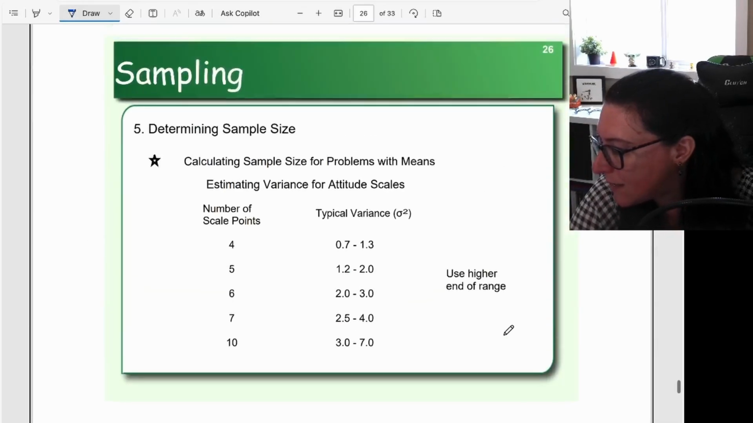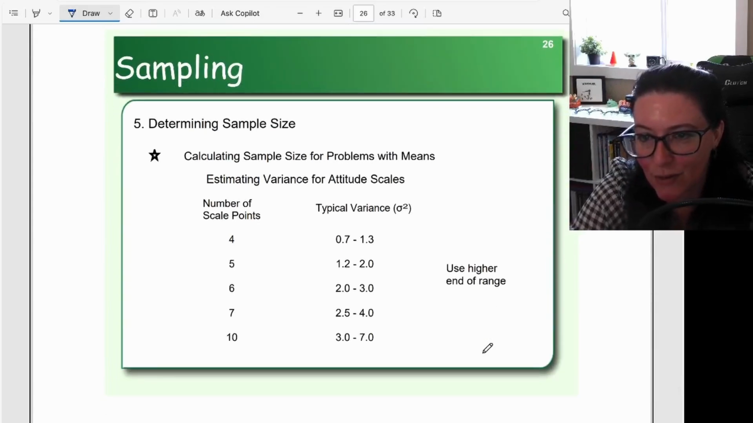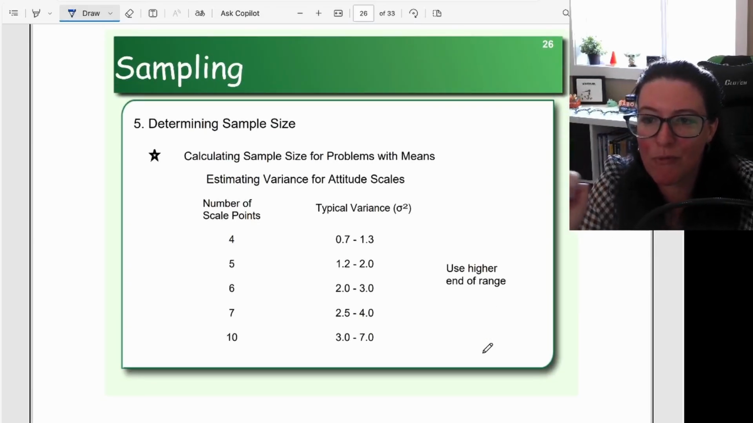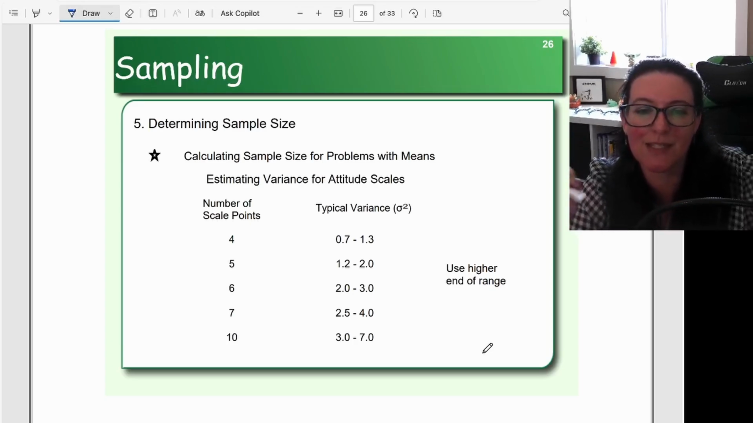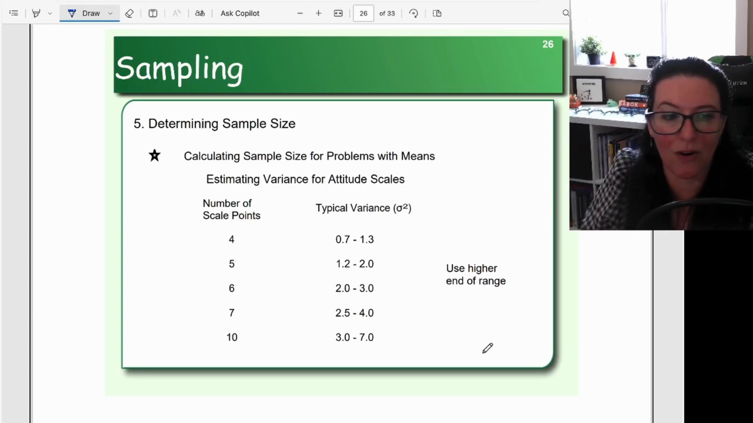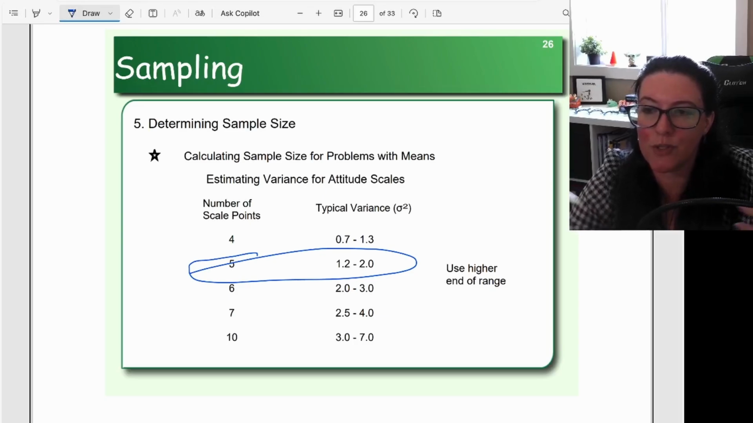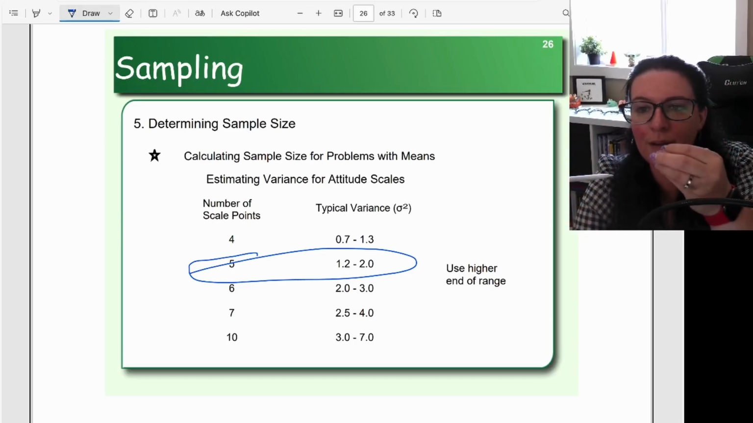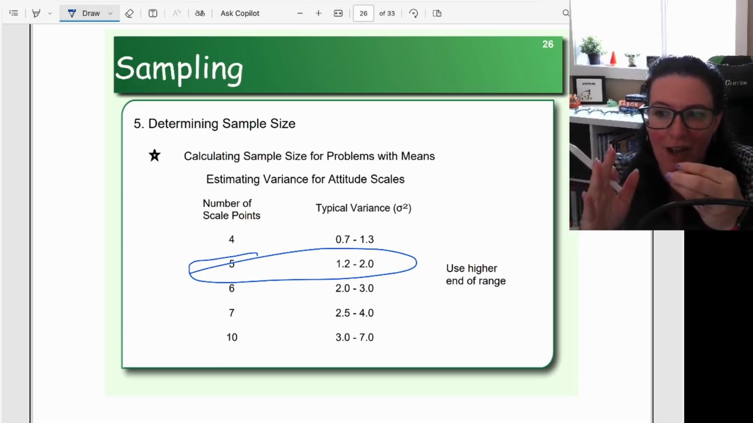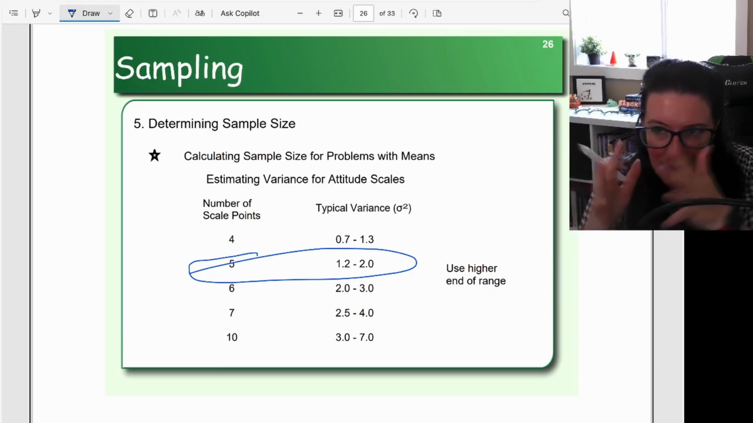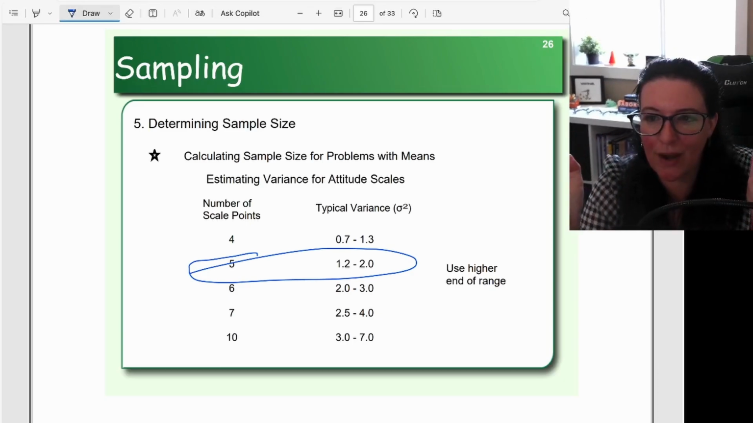That's because if instead you have attitude scales, you'll use the same formula, but the level of variability is much lower because it's not every possible number between 0 and 750. Let's say you have a 5-point scale. Then the variability is really only going to be, right? They could have picked 1, strongly disagree, or they could have picked 5, strongly agree. That's how much it's going to vary. And so there, the sigma squared is going to be 1.2 or 2.